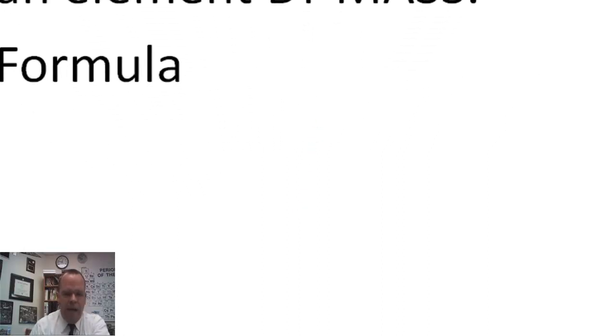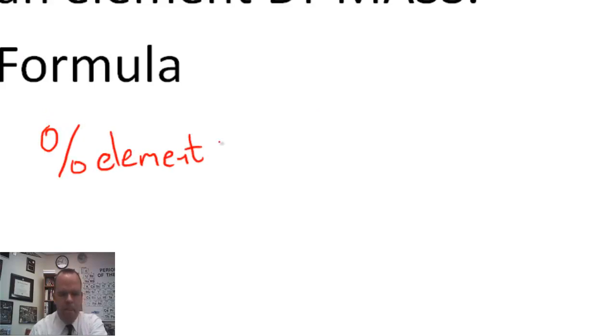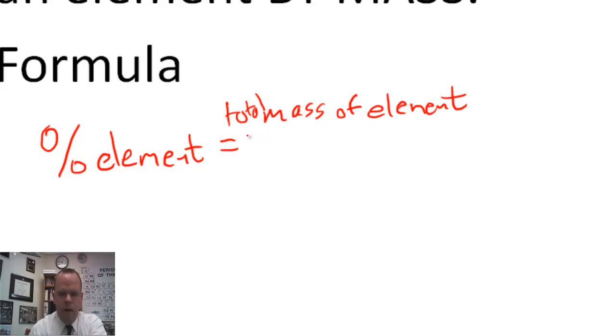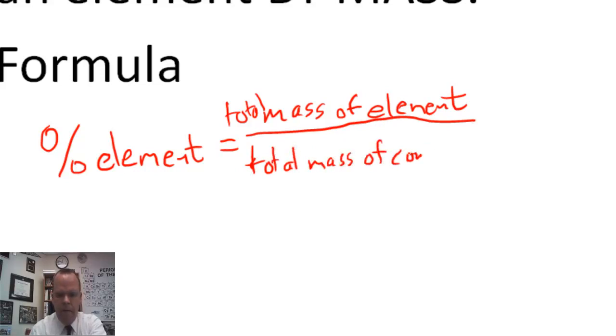All of the groups today came up with the basic formula. The percent of an element is going to be the mass of the element, and this is a total mass, divided by the total mass of the compound, the whole thing times 100 to make it a percentage.